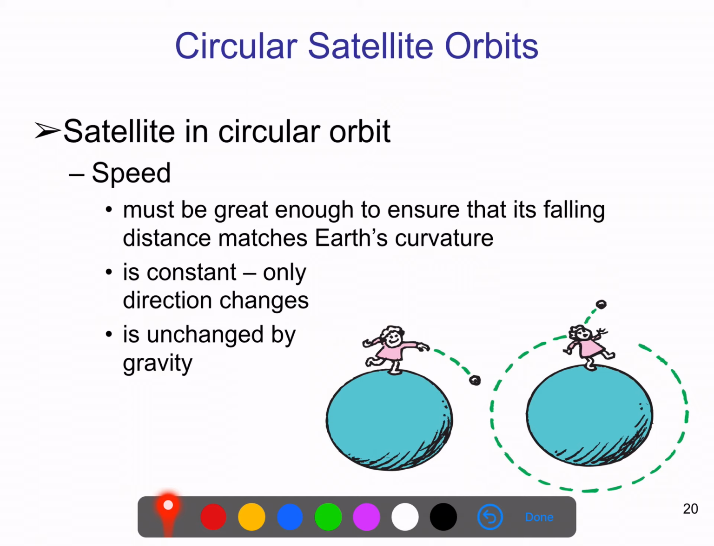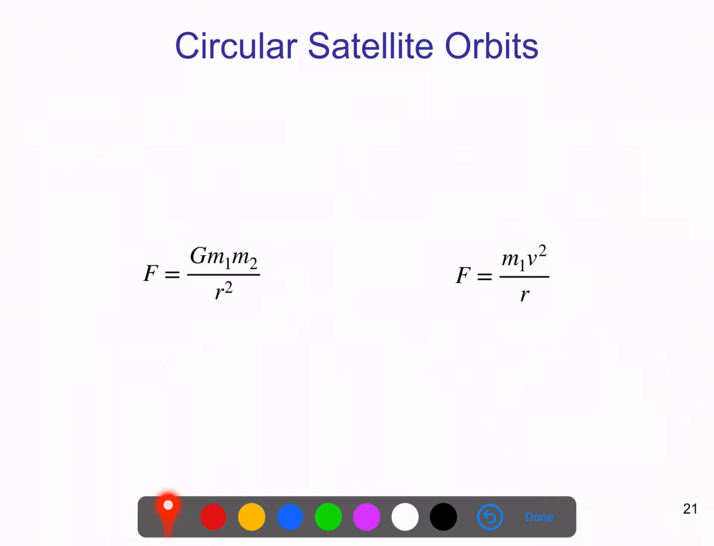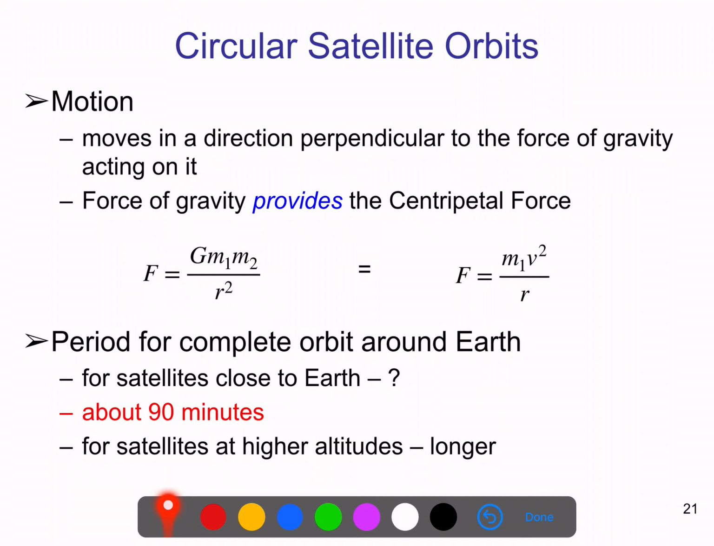In order to do that, you need to have a great enough speed, and then what's happening is that you've got the force of gravity acting on your object, and that is providing a centripetal force. So if I want to know how much speed I actually need to achieve this circular orbit, I can equate these two things to one another.